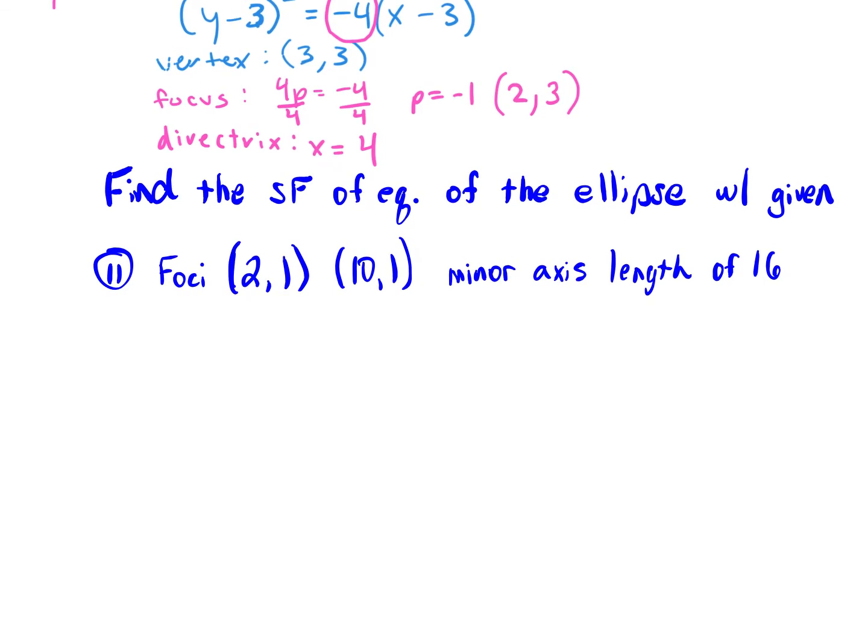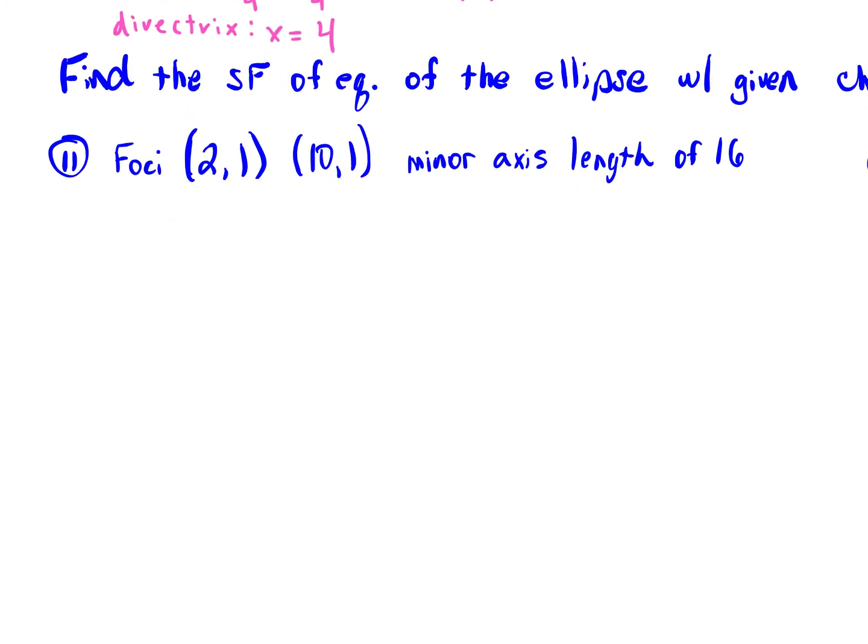So let's look at our ellipses. We have to find the standard form with the given characteristics. Our foci are at 2, 1 and 10, 1, and the minor axis has a length of 16. It always helps to draw a quick little sketch of our graph. We're going to the right 2 and up 1, and then to the right 10 and up 1. So these are our 2 foci.